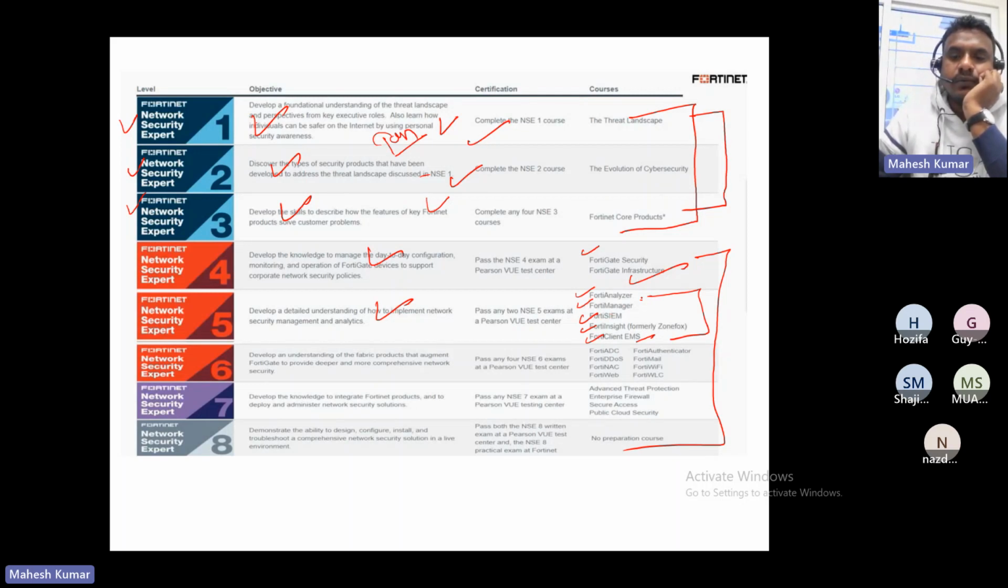These many other services will come under this training session. We need to learn. If you know about the FortiAnalyzer and FortiManager, then you can say you know about the NSE 5 level skill. We are going to cover NSE 4 and NSE 5 both in this journey.